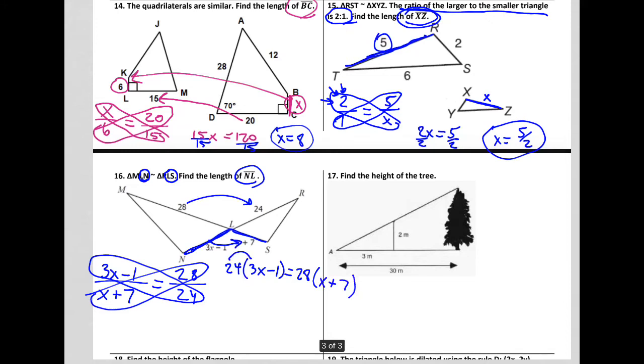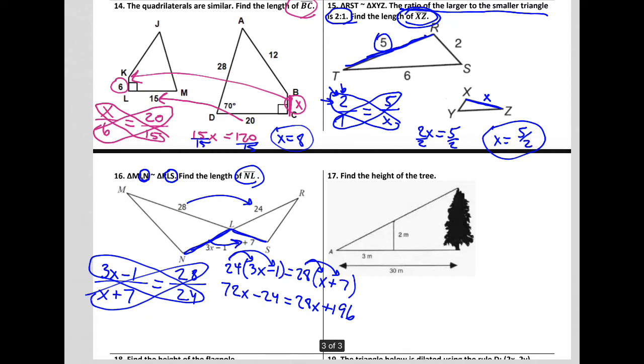So 24 times 3x is 72x. 24 times negative 1 is negative 24. 28 times x is 28x. And then 28 times 7 is 196.